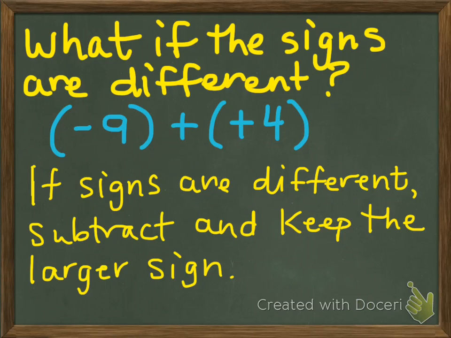Here's another rule. What if the signs are different? So here we have a negative 9 plus a positive 4. So the rule for that is that if the signs are different, you're going to subtract them, but you're going to keep the larger sign. So looking at this one, I see that 9 is a larger number, so my answer then is going to end up being negative, and it says I'm going to subtract them. So if I had 9 and I was taking 4 away from that, I'm going to end up with 5. So negative 9 plus positive 4 equals negative 5.